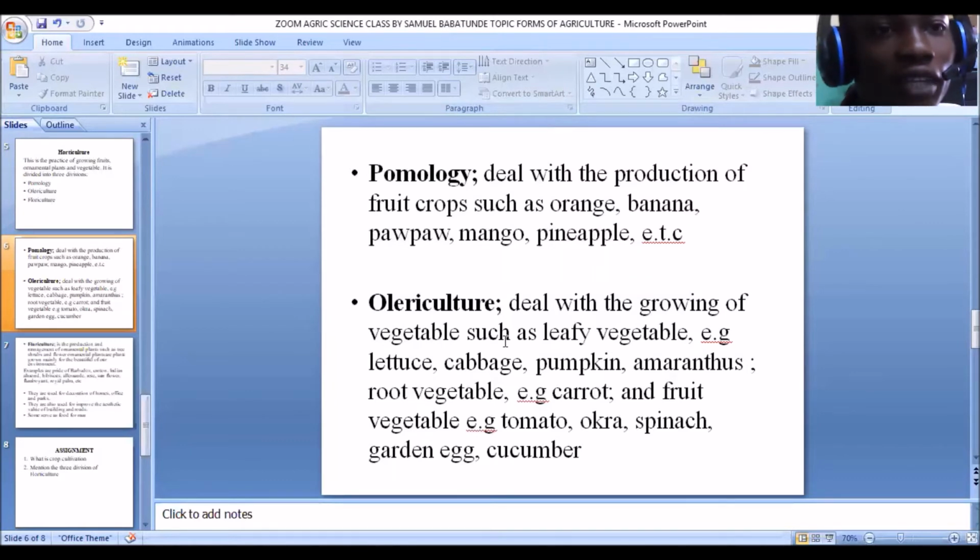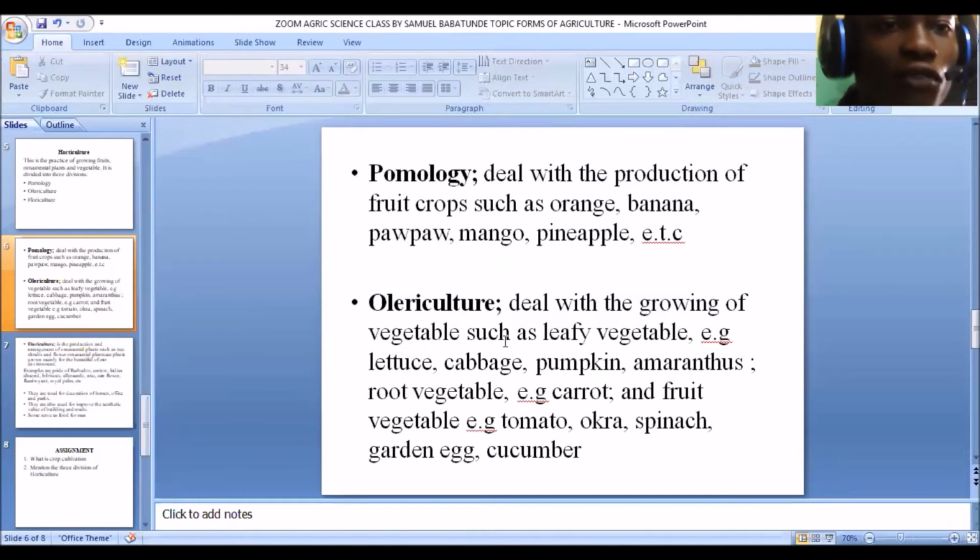Then olericulture here deals with what? The growing of vegetables. Remember, horticulture is the practice of growing what? Fruit crops, vegetables, and ornamental crops. Now, that aspect of growing what? Vegetables is what we call olericulture. That division that deals with the growing of what? Vegetables is what we refer to as olericulture.